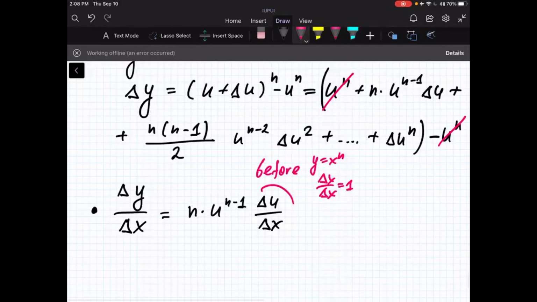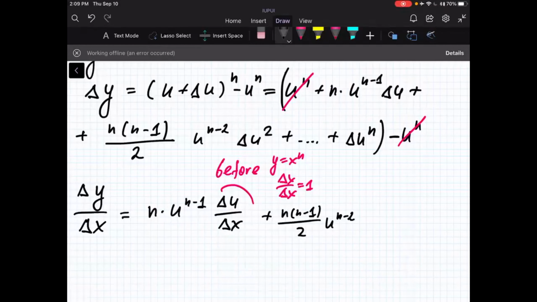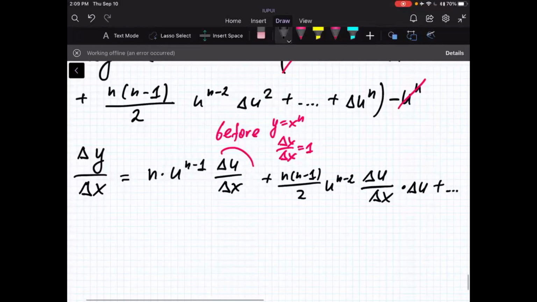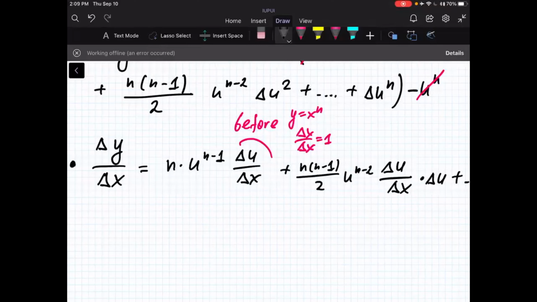But now I have delta u, some function, and that's the important difference. Nevertheless, I'll get plus n minus 1 over 2 u to the power n minus 2, and delta u squared divided by delta x, which I'll write in the following way: delta u over delta x times delta u, and plus many other terms, plus delta u to the power n, which I will write as delta u over delta x times delta u to the power n minus 1.